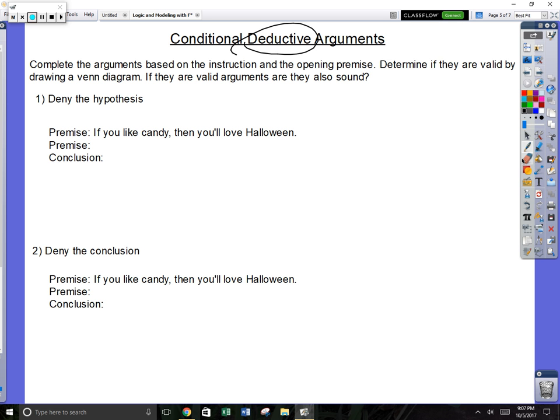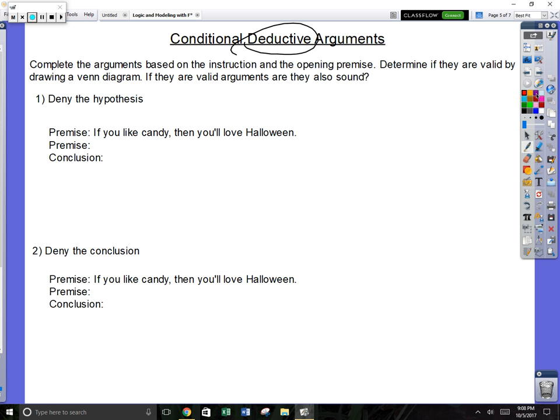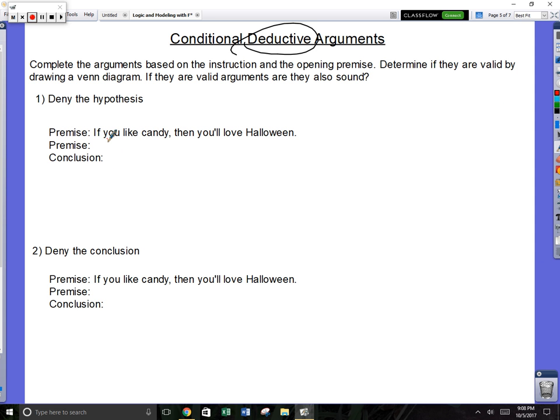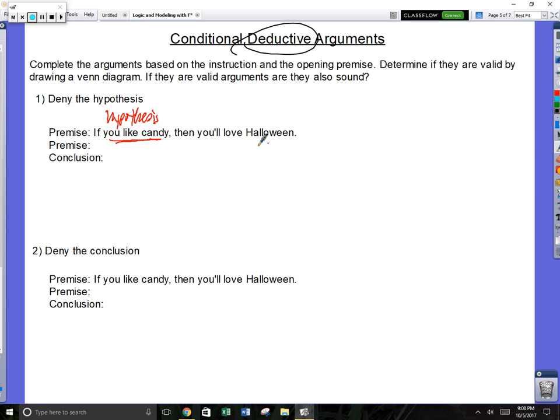So here we go. Your first premise is if you like candy, then you'll love Halloween. So this is important to understand. This first part, we're going to call this the hypothesis. So if you like candy, then you'll love Halloween, and that is kind of an outcome based on the first idea. You'll love Halloween. We're going to call this the conclusion. Okay, now we're going to use the same opening premise for each of the next 4 questions.